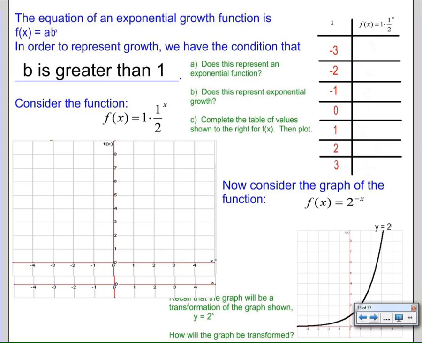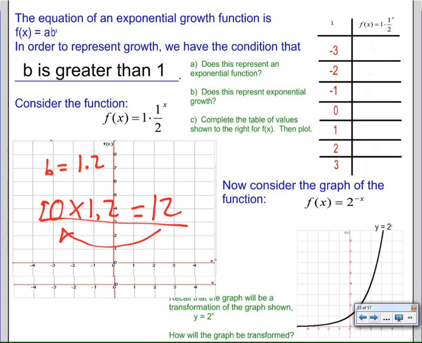Moving on now. When we study exponential growth in the form A times B to the X, in order for us to have growth, we need to have the condition that B is greater than 1. This condition is important because if B is greater than 1, like 1.2, then when you multiply a number like A equals 10 times 1.2, you get 12.